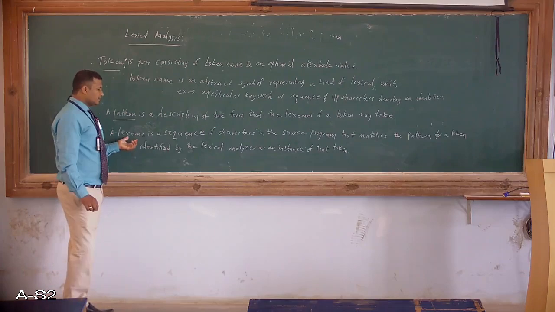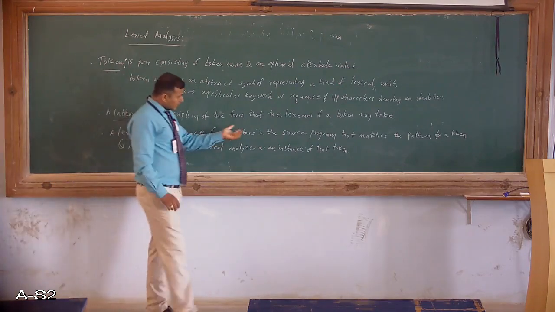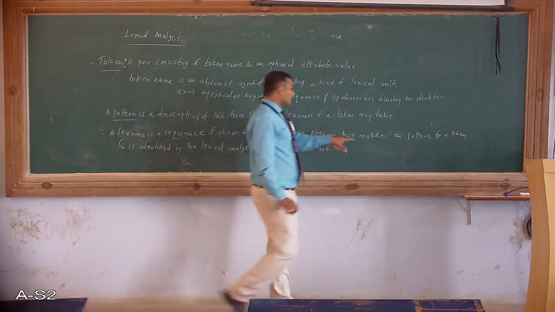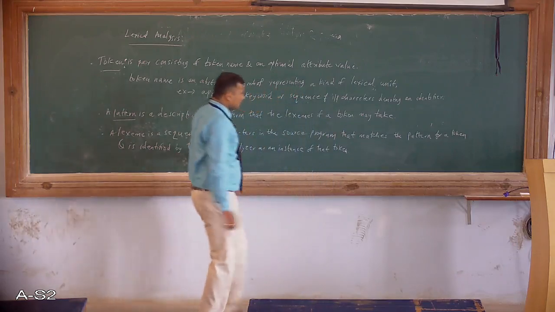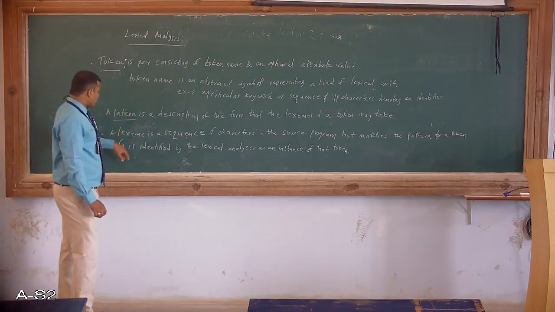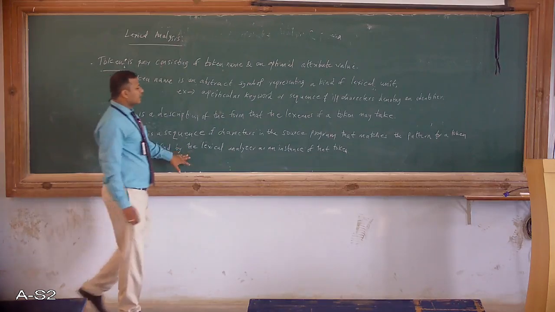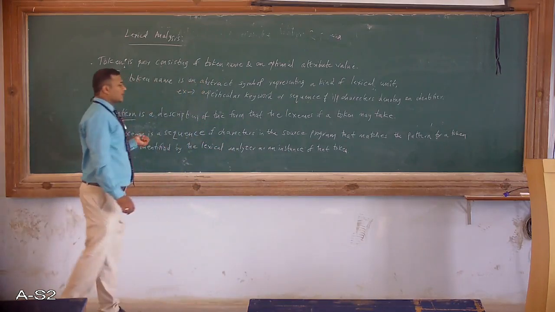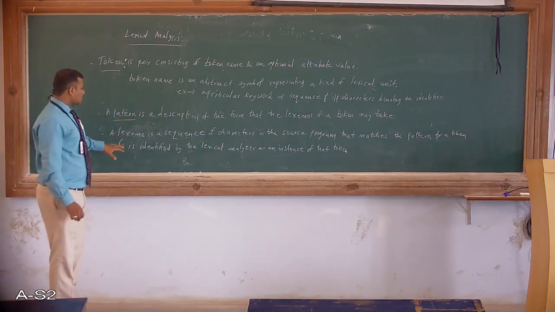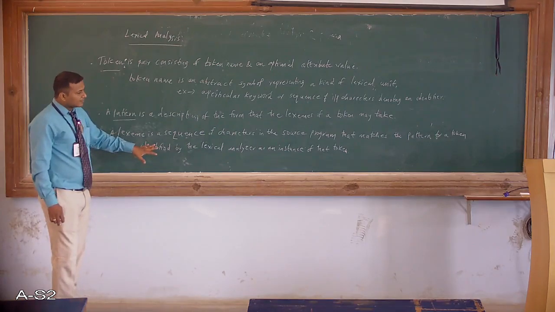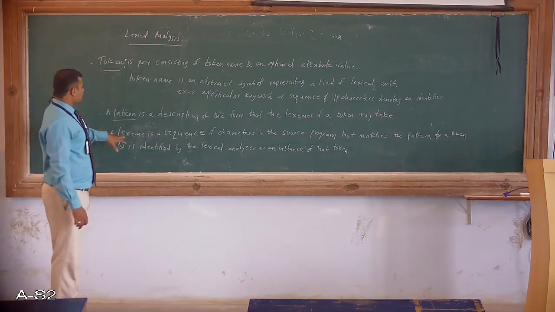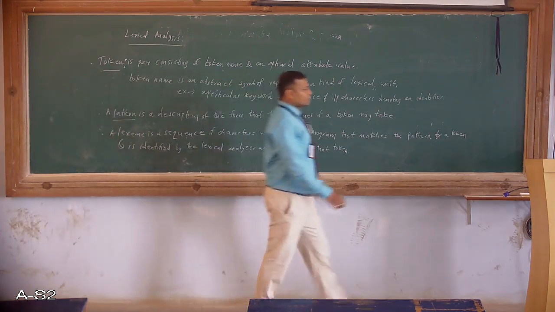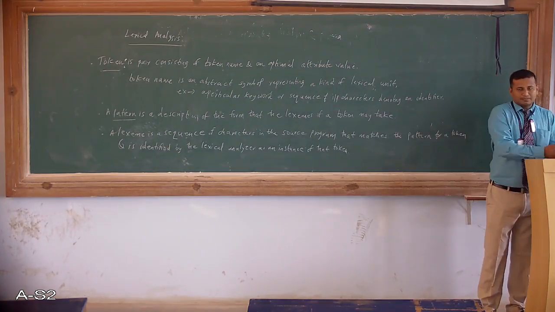And then the lexeme. It is a sequence of characters in the source program that matches the pattern for a token and is identified by the lexical analyzer as an instance of that token. So it is the sequence of characters which matches the pattern, and generally it is identified by the lexical analyzer as an instance of that token. Now we'll see examples of these tokens, descriptions and sample lexemes.